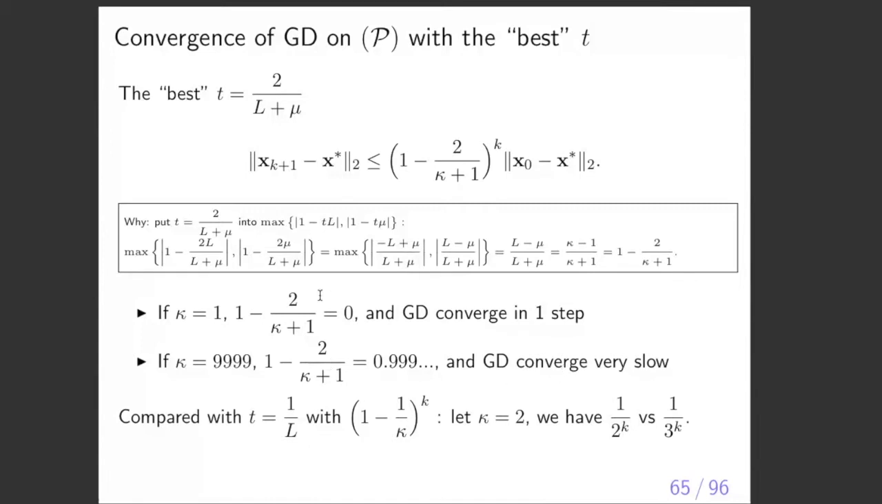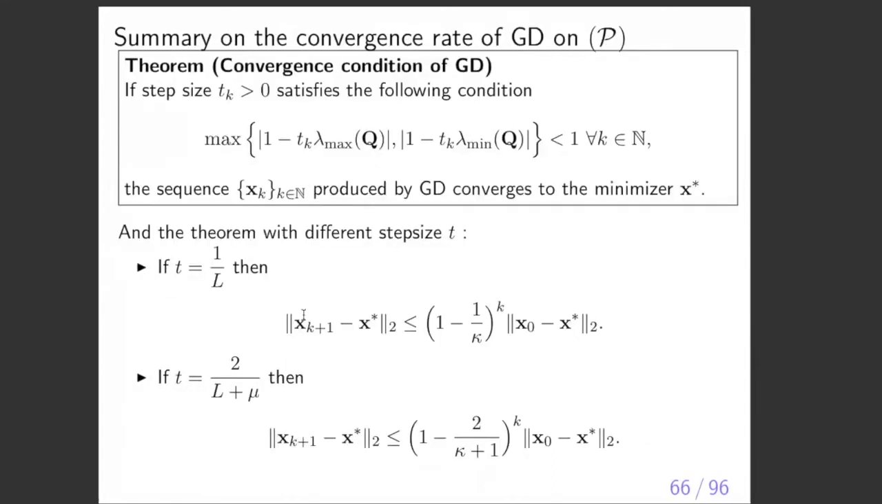And if we compare this step size with 1 over L, let's say kappa is 2, actually we get 1 over 2k for 1 over L versus 1 over 3k for the best T. So that means this is slightly faster than 1 over L. But to use this one, you need more information. You need to know this one. So this is the summary.